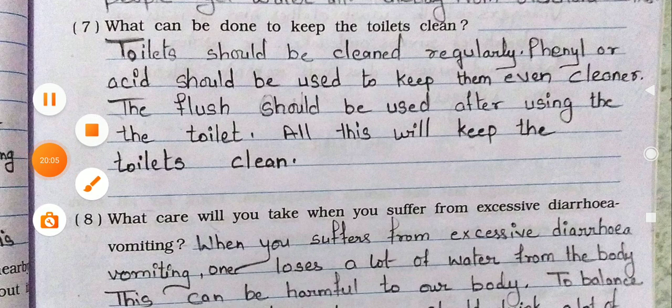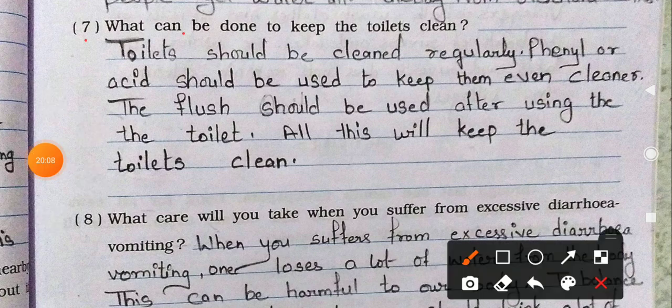Number 7. What can be done to keep the toilets clean? Answer: toilets should be cleaned regularly. Phenyl or acid should be used to keep them even cleaner. The flush should be used after using the toilet. All this will keep the toilets clean. With the use of phenyl and acid, we can keep our toilet clean.